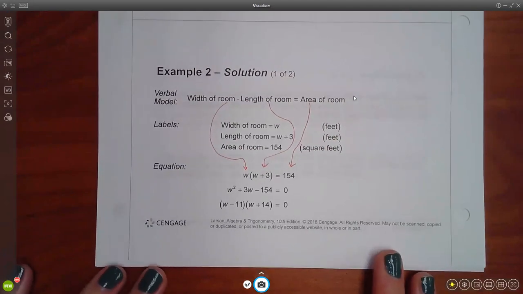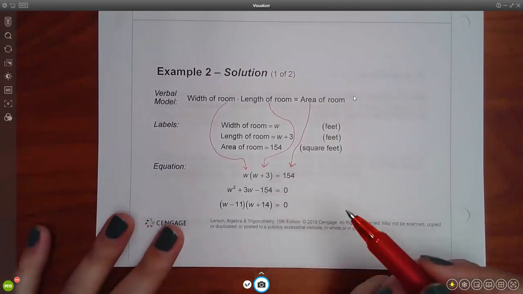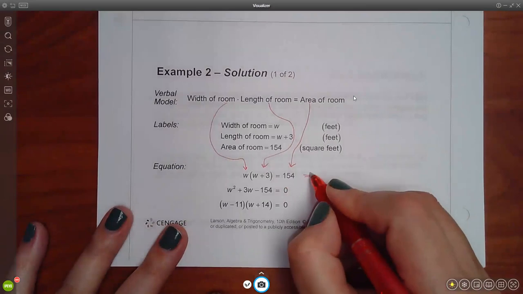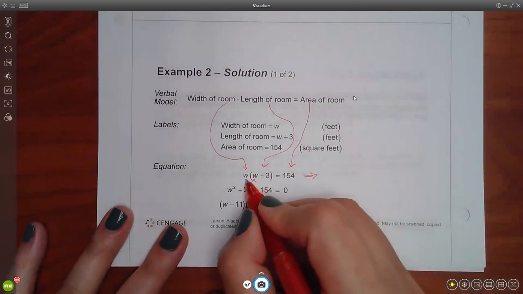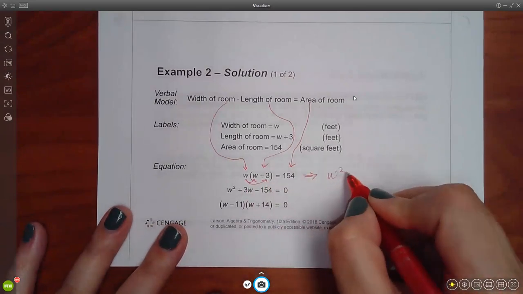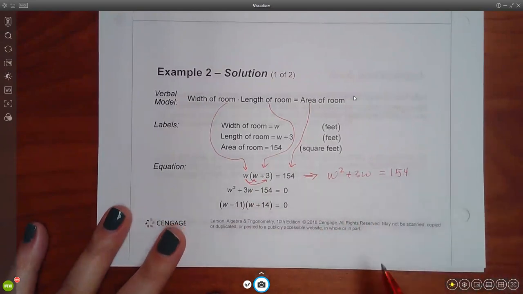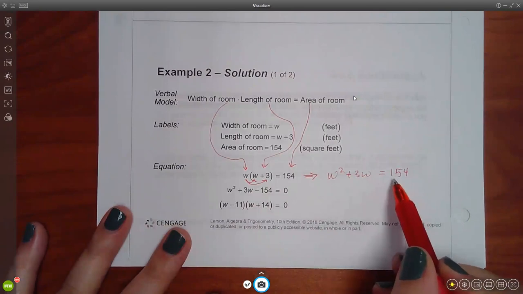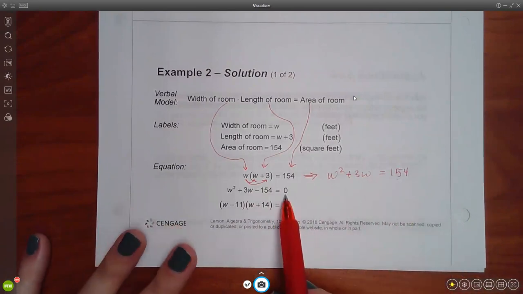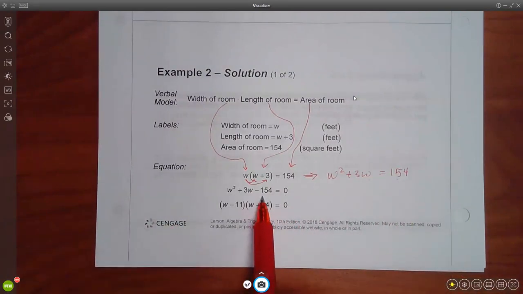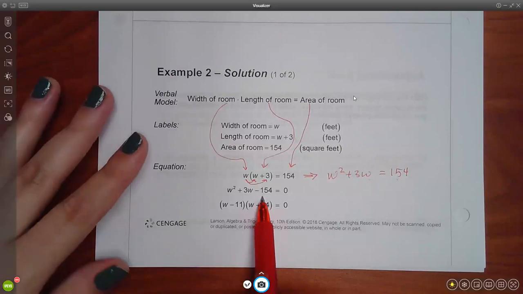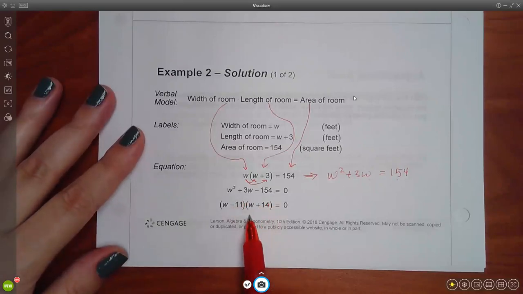Now that they have that, we're going to distribute first, and then we're going to move over that 154. So if I distribute these guys, we get W squared +3W, still equal to 154. And then if I minus the 154 on both sides, that's where they get the 0 and the minus 154 on this left-hand side, okay? From there, they factored it.